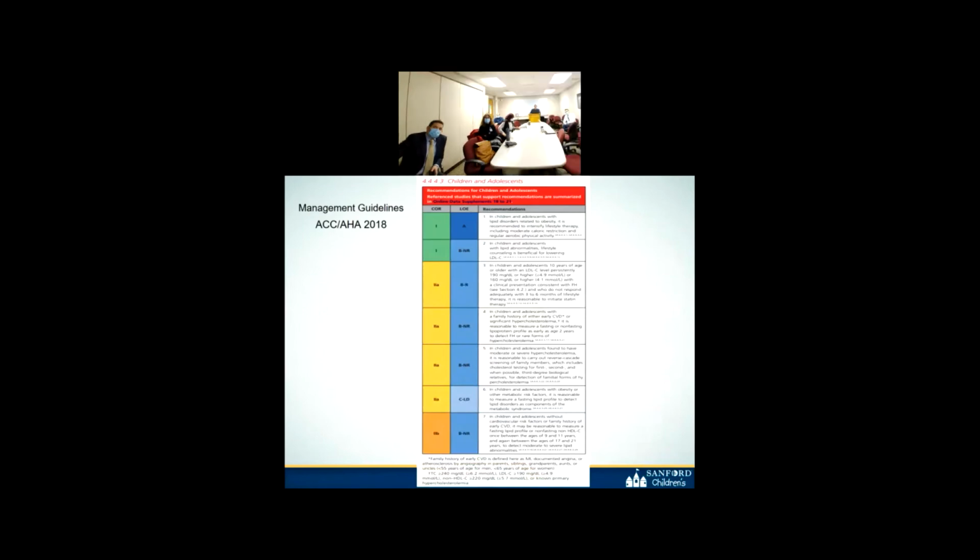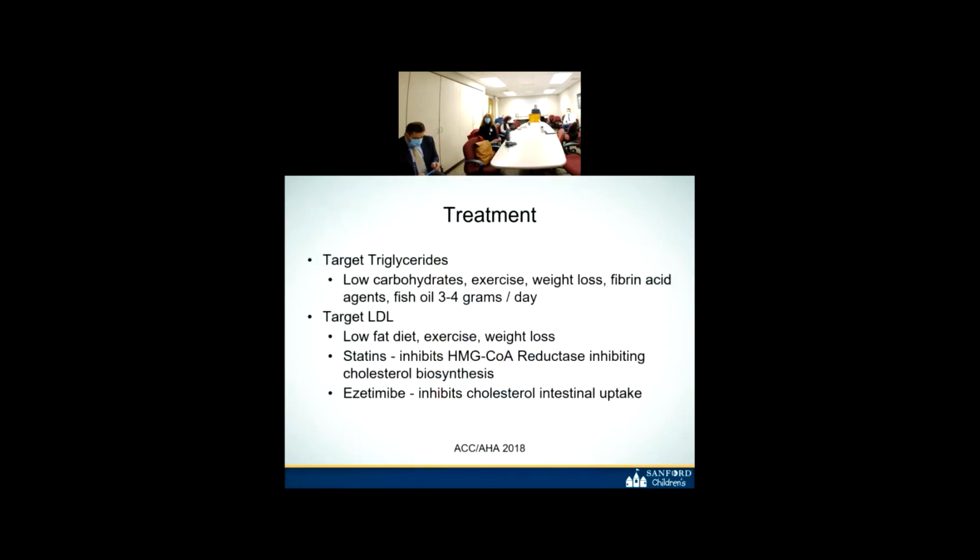I copied and pasted this from the ACC 2018 guidelines, more for you to review at your leisure. It goes again just to really reinforce what we're talking about, what we're doing in terms of both lifestyle modification, in terms of screening, in terms of cascade screening, and then also for our metabolic or more obese patients, again, screening and continuing to do lipid profiles for them.